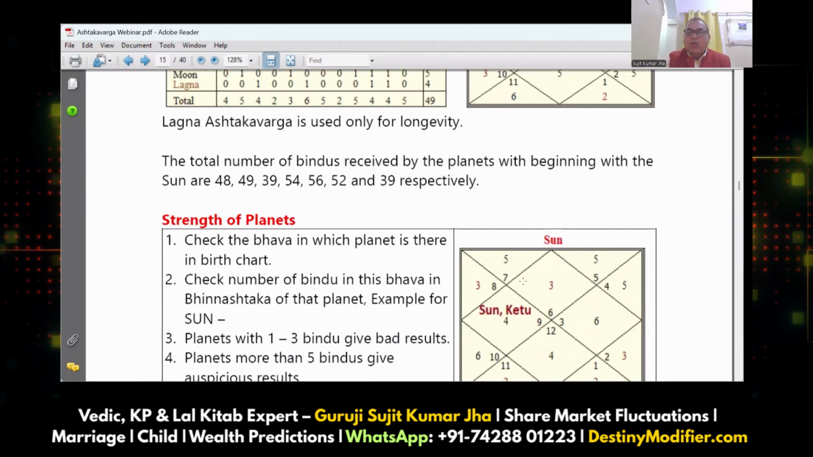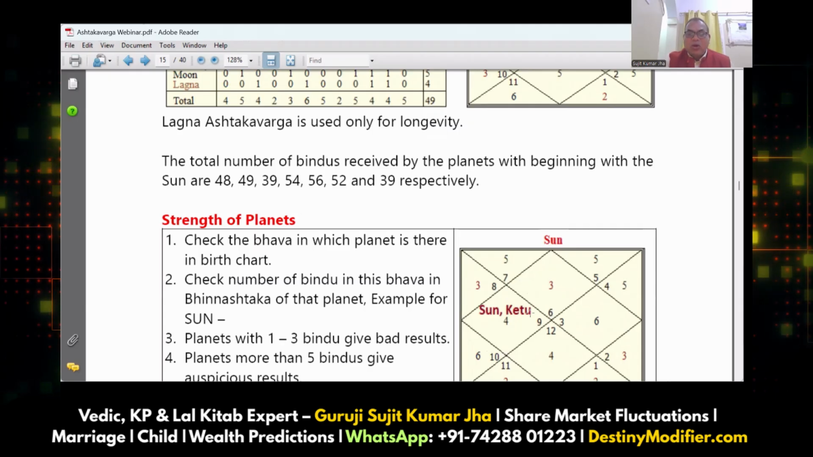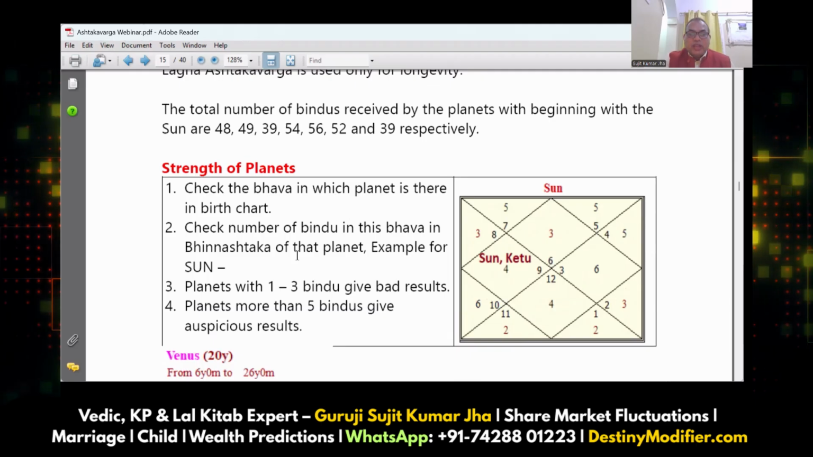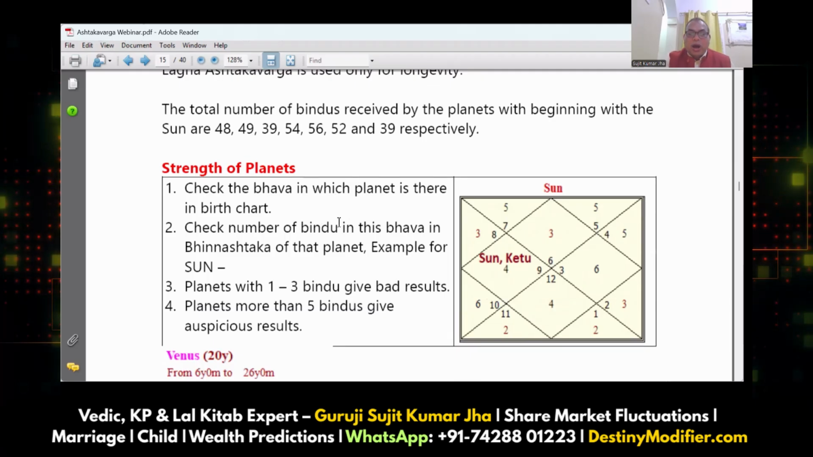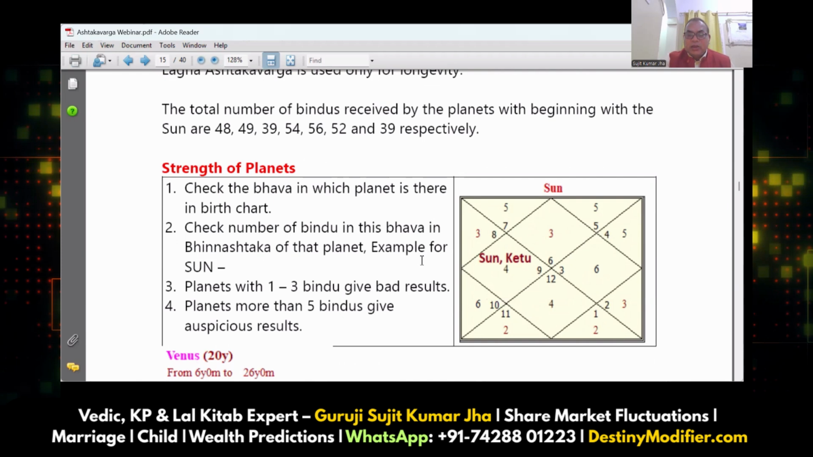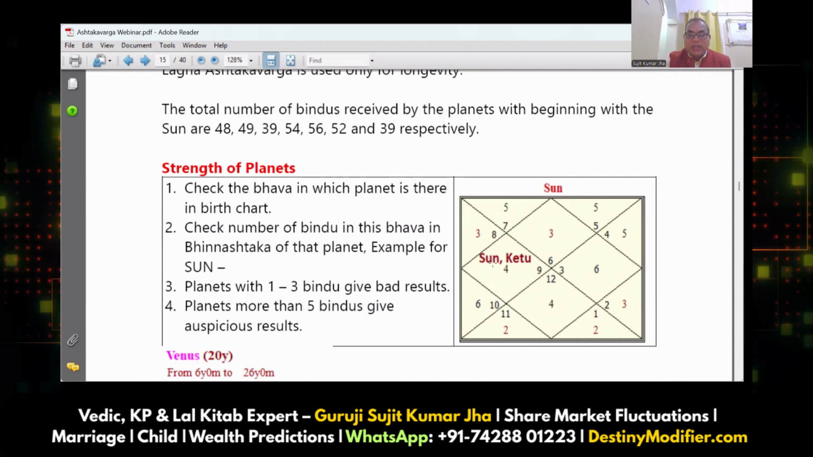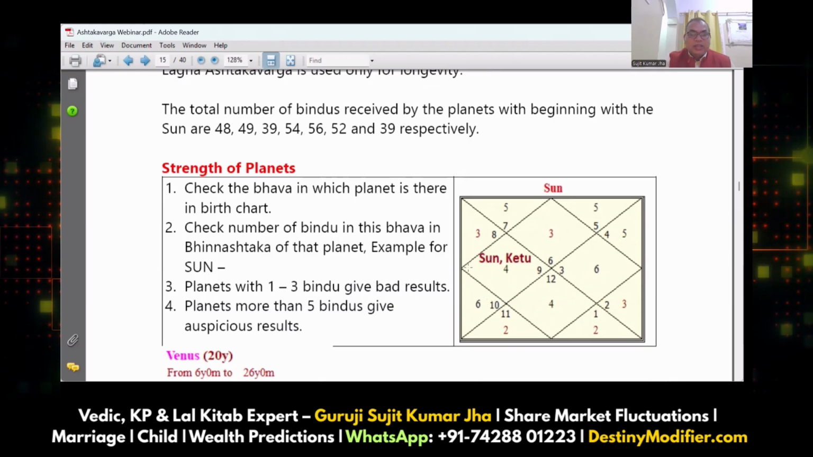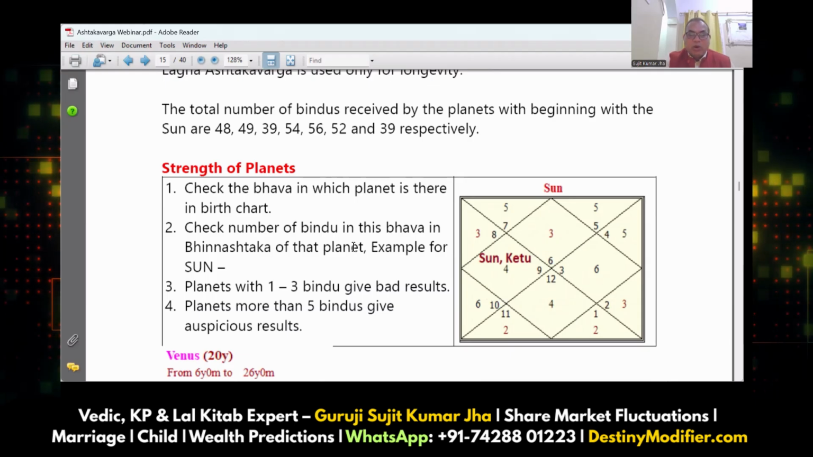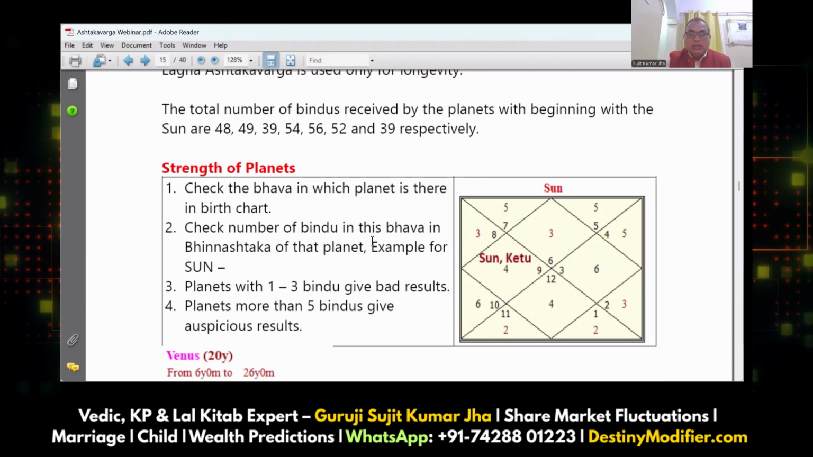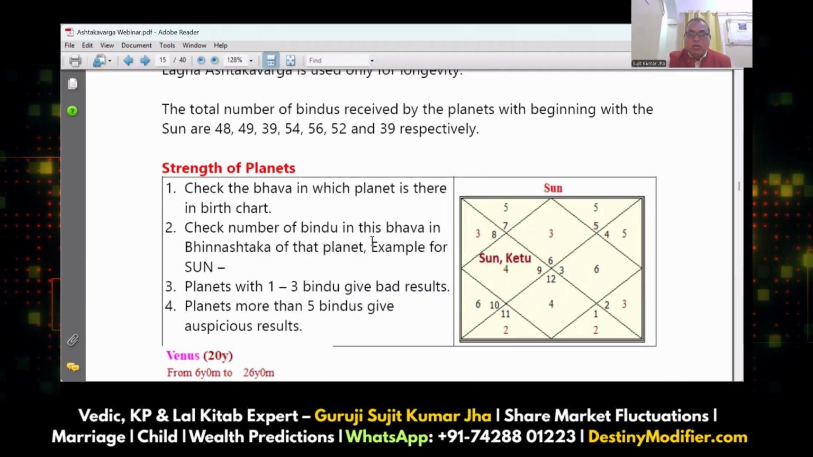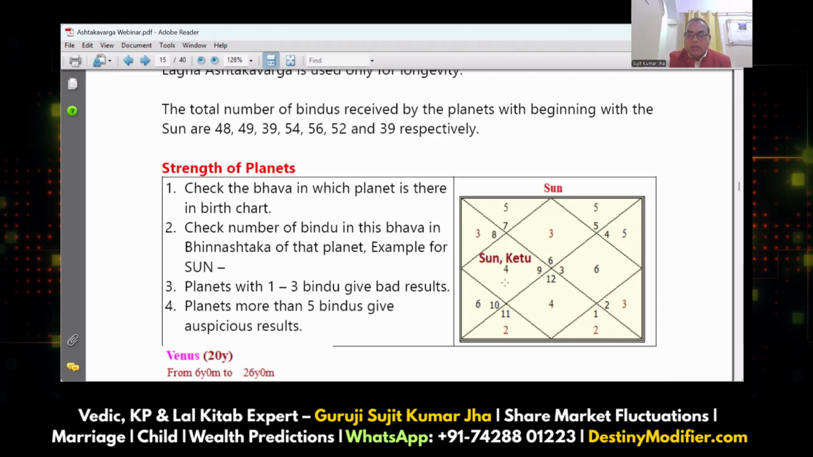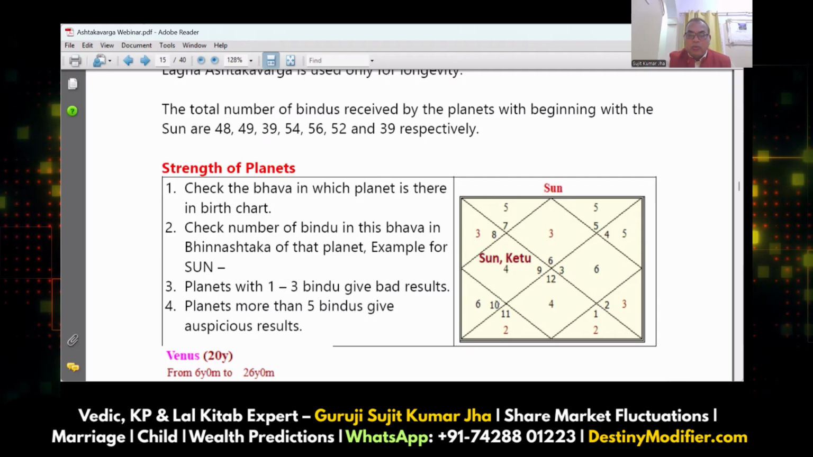we have to find out the strength of the planet. How to find the strength of the planet? First, we have to check in which sign the planet is there. Suppose Sun is there in Sagittarius sign. So first, we mark the Sagittarius sign. Then check the number of Bindu in that bhav, in the Bhinnashtaka of that planet. So in Sun Bhinnashtaka, there are Bindu 4.